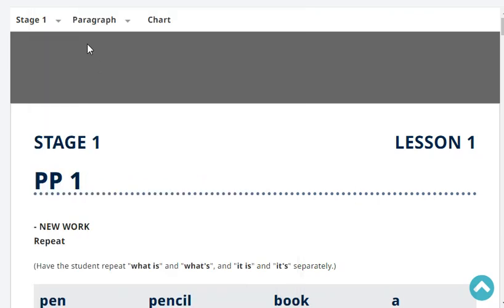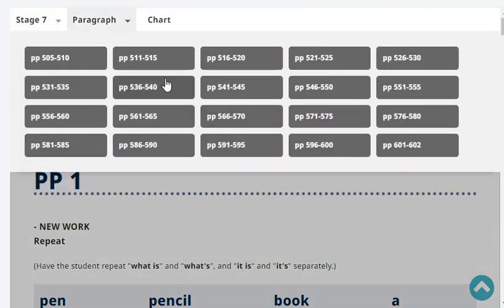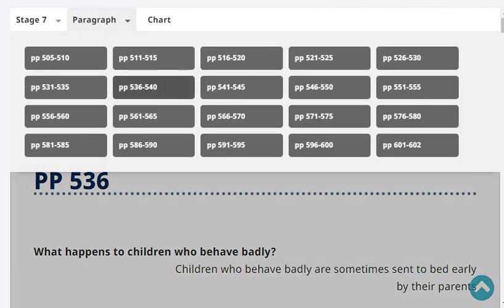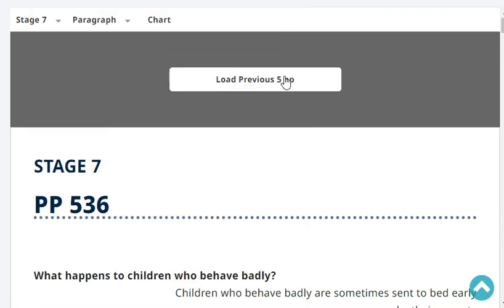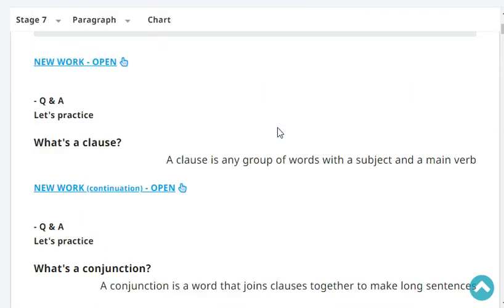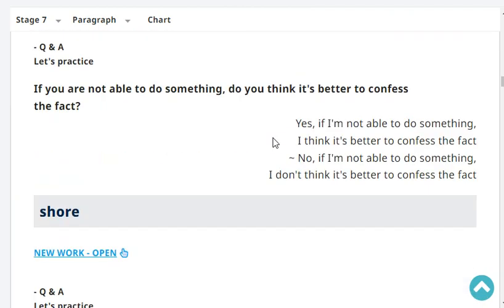We are at stage 7, paragraph page 540. The last headword was relative clauses, a new word type of lesson. Let's start with revision. Ready? Okay, here we go.